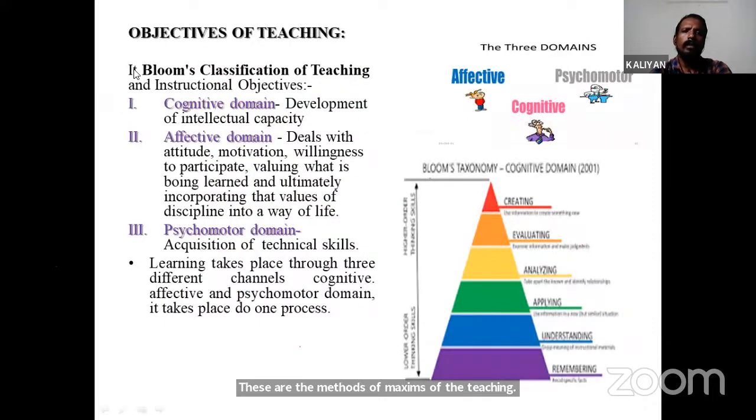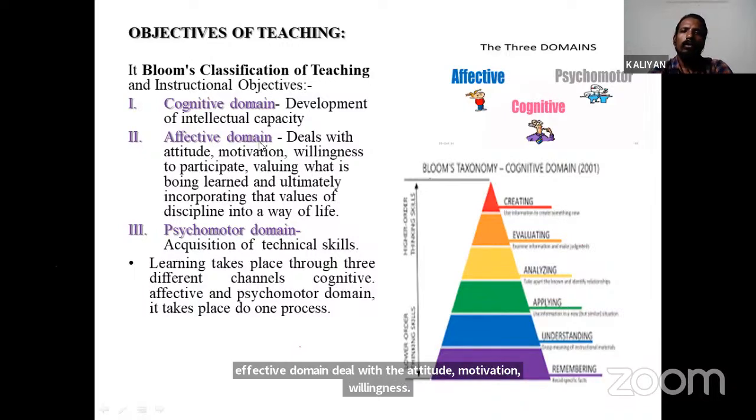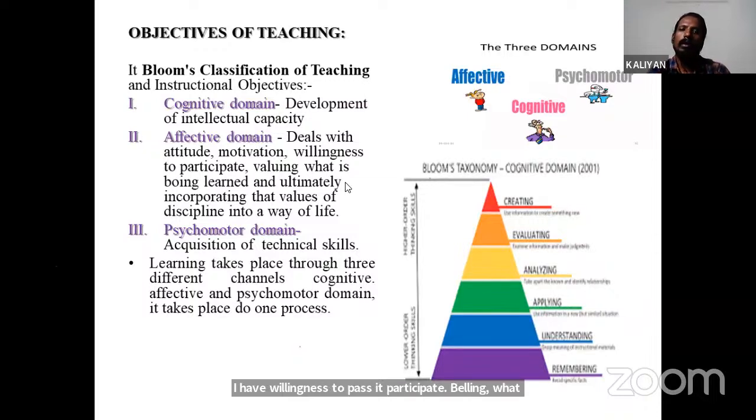So, objectives of teaching. The educators call it Bloom's classification. Teaching has three types of domains: cognitive domain, affective domain, and psychomotor domain. It is important, they will definitely ask one question from this section. So, the cognitive domain develops the intellectual capacity, knowledge production. The affective domain deals with attitude, motivation, willingness to participate, valuing what is being learned, and ultimately incorporating those values and discipline into the way of life. The psychomotor domain is the acquisition of technical skills.